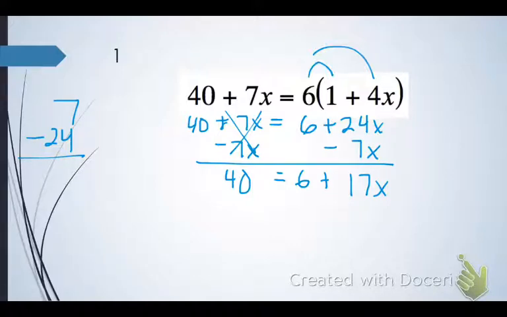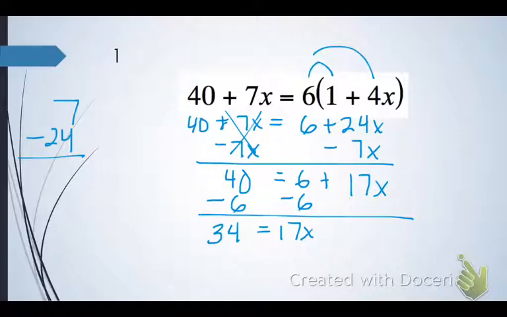In order to work on isolating the variable, I need to subtract 6 from both sides. And I end up with 34 equals 17x. As I take a look at this now, I know that this is multiplication, so I need to divide, and I end up with x equals 2.